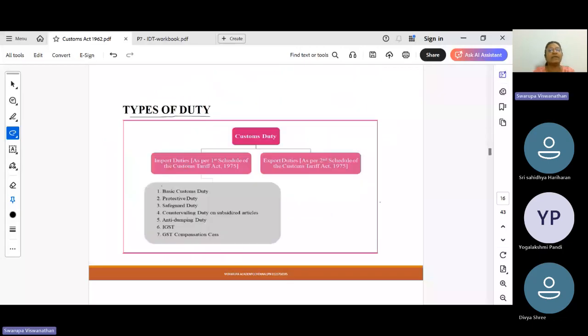Next, we come to types of duty. Okay, this also can be asked in your MCQ questions, or you might even get a 7-mark theory question asking you to explain any one of this duty. So import duty can be divided into 7 different segments. Basic customs duty, protective duty, safeguard duty, countervailing duty, anti-dumping duty, IGST and GST compensation cess.